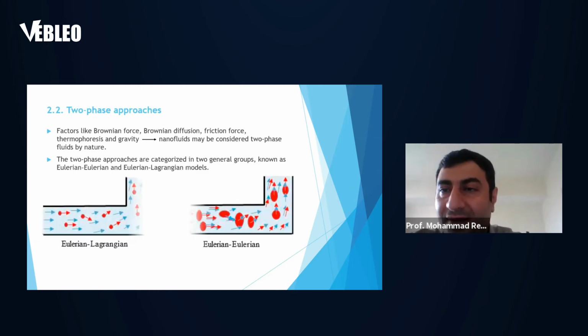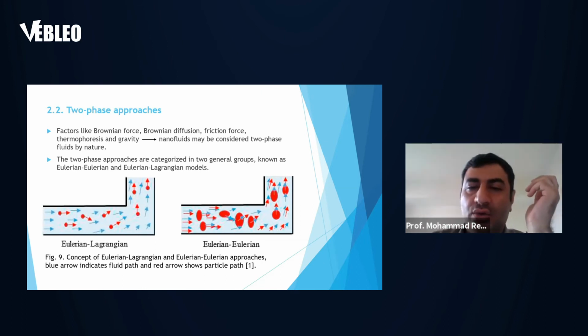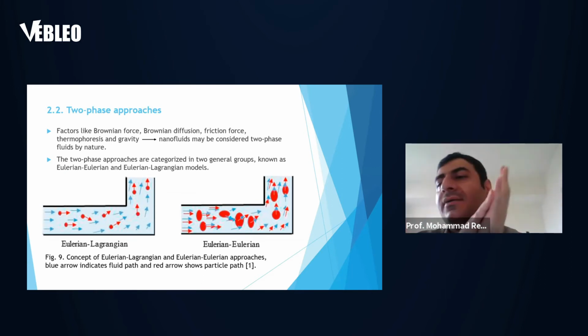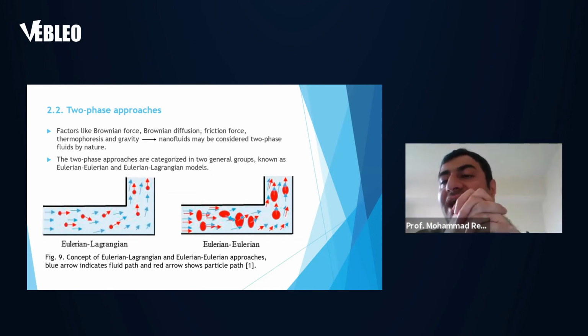Now I want to talk about the two-phase approaches that I told you. There are two famous models, two famous points of view. One is Eulerian, and the other is Eulerian-Lagrangian. These are just two points of view on how you consider your fluid. It's from the fluid mechanics course in undergraduate engineering.